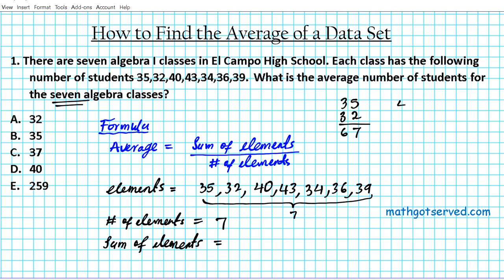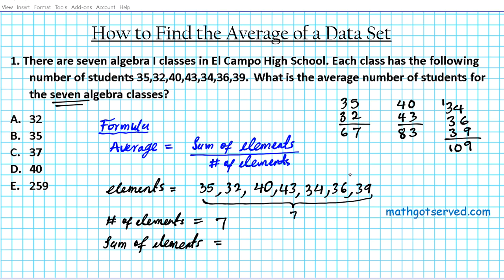And then 40 plus 43, that gives us 83. And then we have 34 plus 36. And then let's just tack on 39. Add all these three together. 4 plus 6 is 10. 9 plus 9 is 19, 9, carry 1. 3 plus 3 plus 3 is 9, 10, 109.